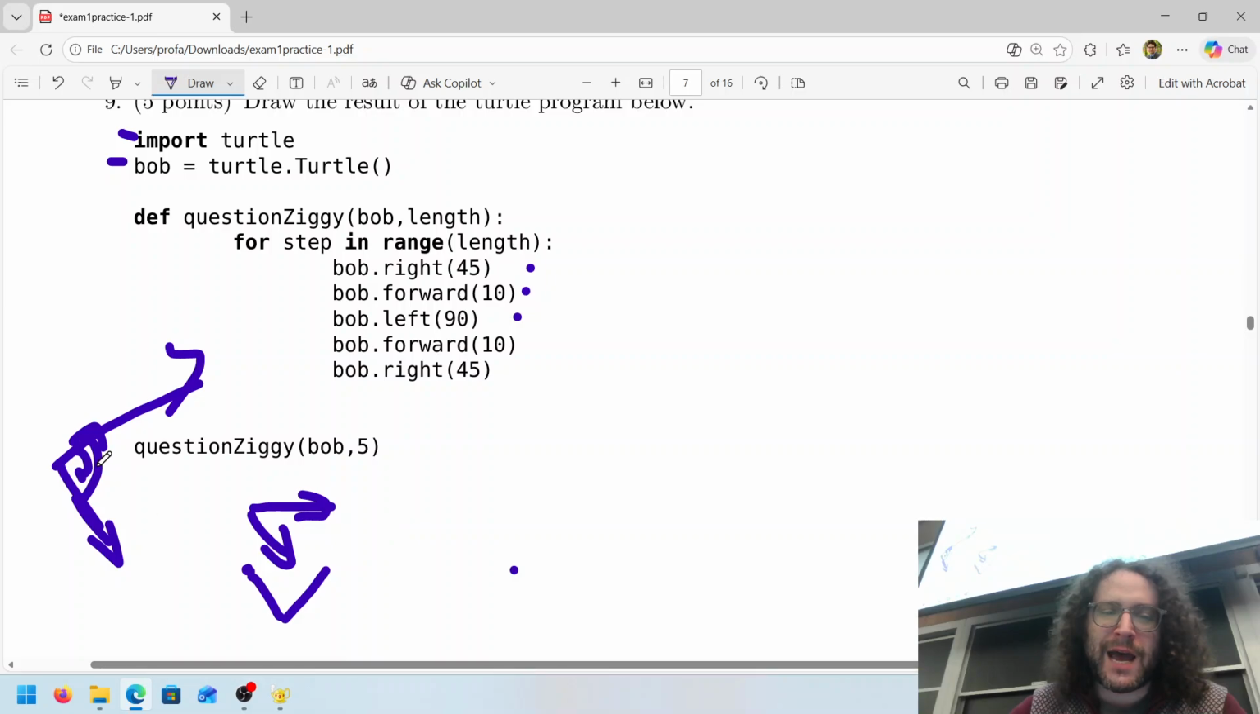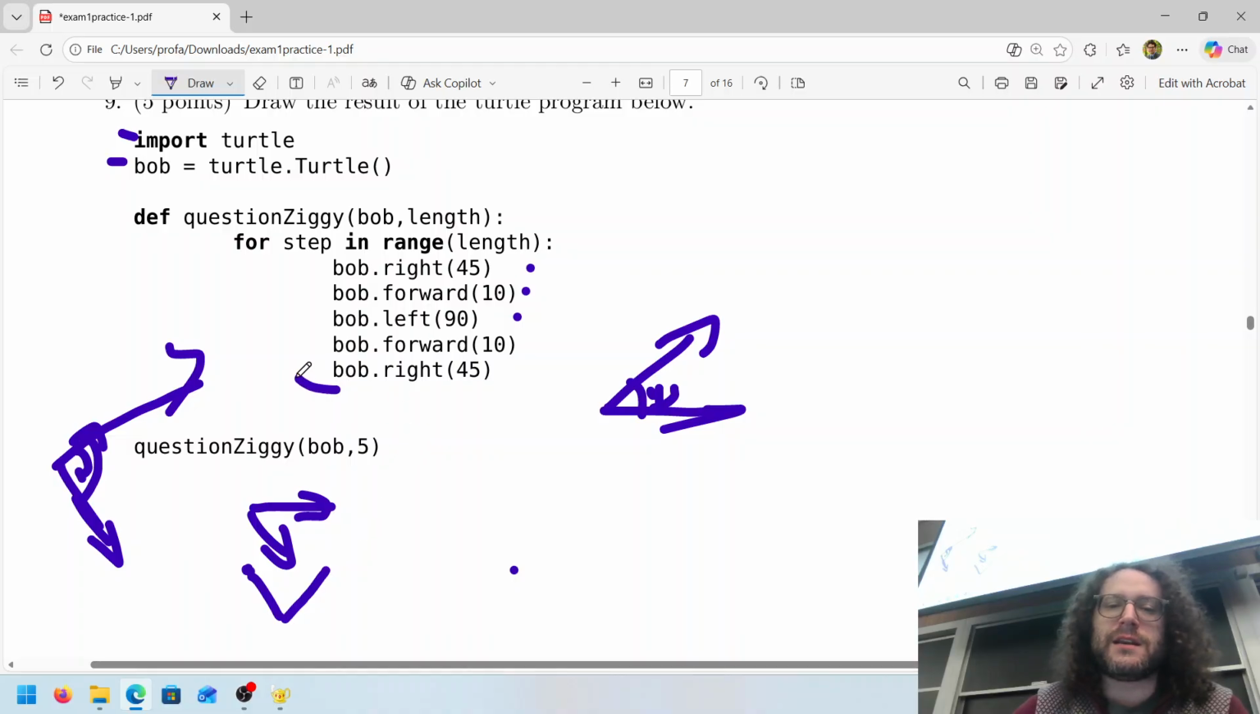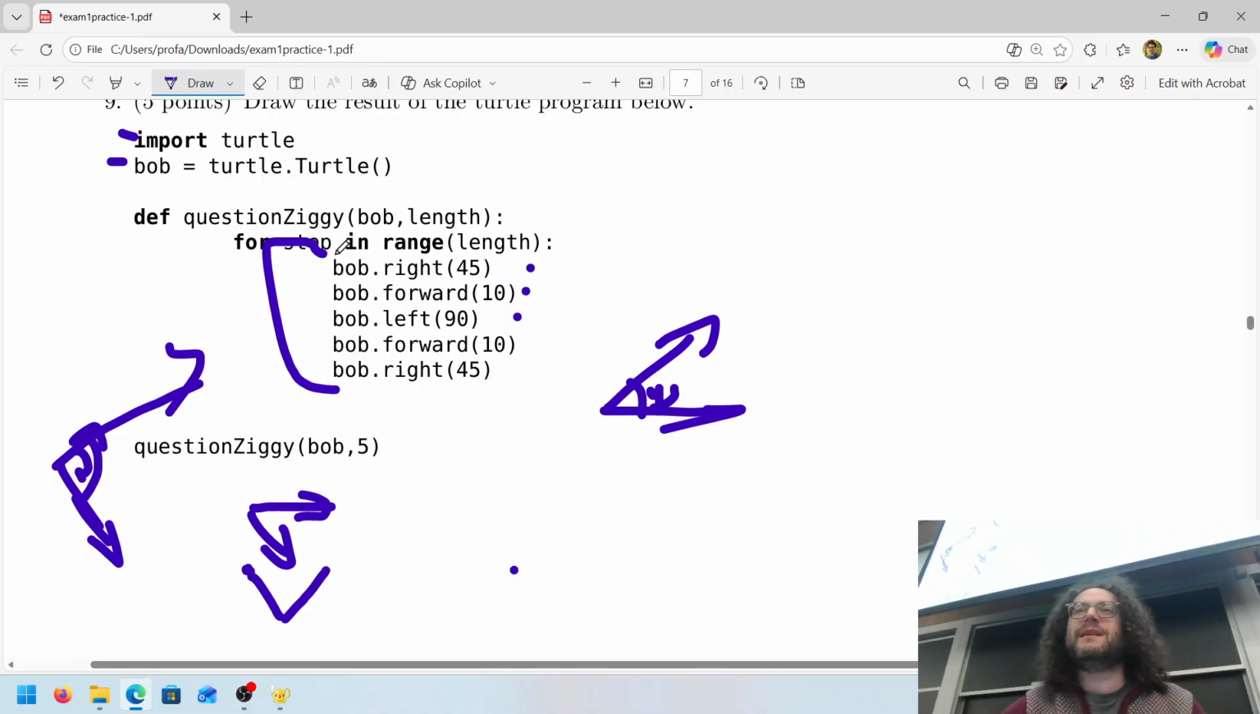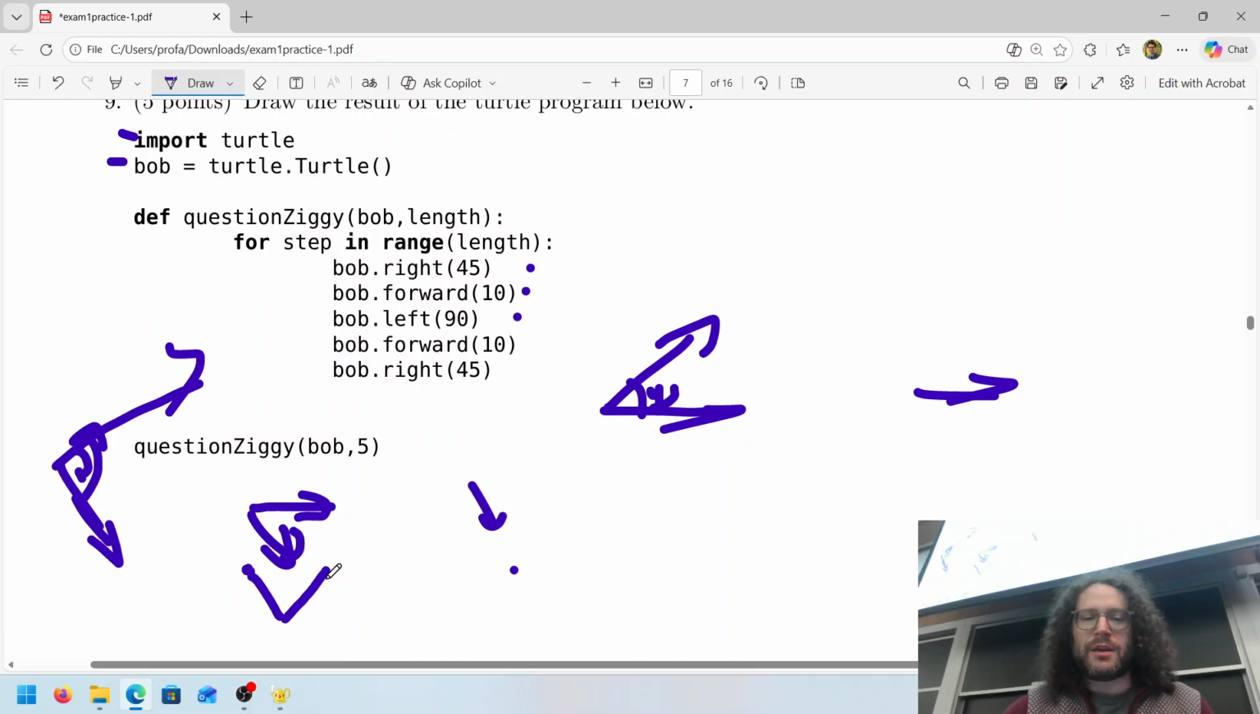And then right 45. Well, I am facing this way. It's currently a 45-degree angle. So turning right 45 makes me face straight again. Conveniently, if you haven't noticed, I really like it when my loops make sure that I end in the same place I started, or in the same kind of orientation I started. So that means I'm facing straight again. And so if I repeat this, right 45, go forward, left 90, which makes me face this way again, and then up.